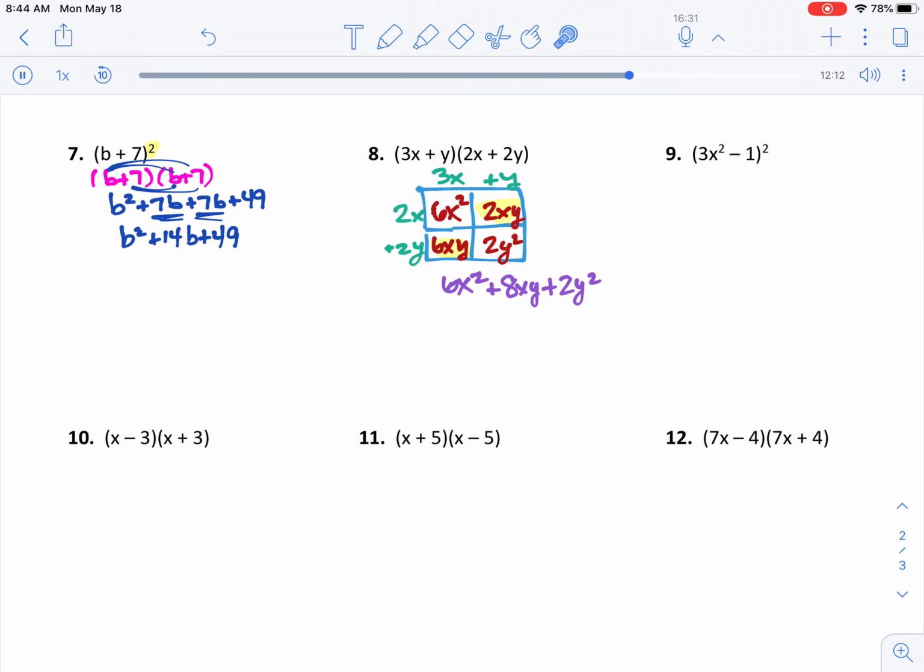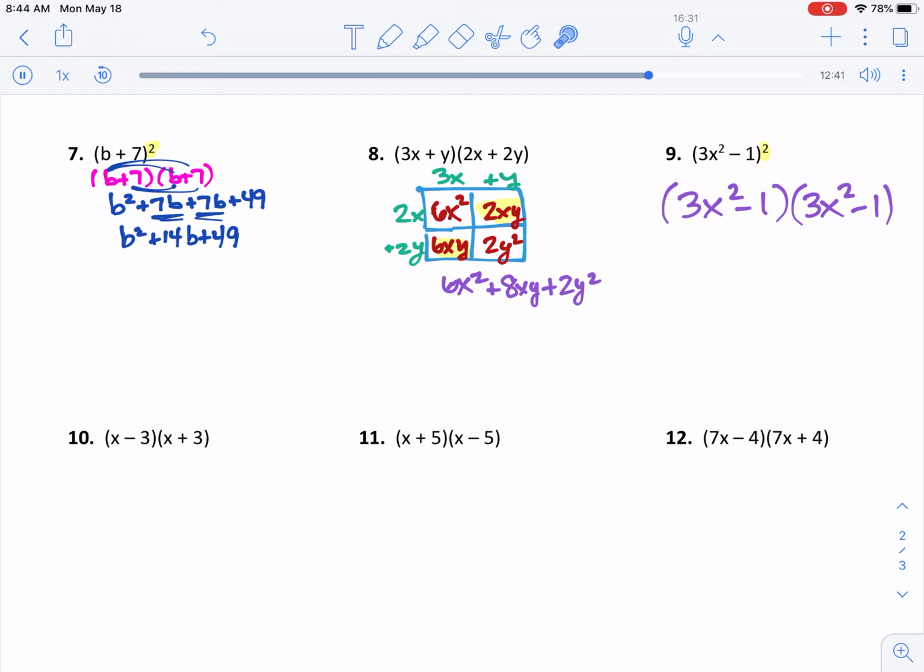Side note, standard form doesn't apply here really because we're dealing with multiple variables. So just do it in the order that you get it. All right, look at number 9. Again, you might say, I don't see two binomials, but you have to realize this square means something very important. When you see that square, you're going to want to write this out 2 times. So it's actually 3x squared minus 1 times 3x squared minus 1.